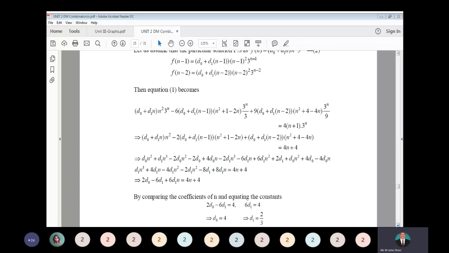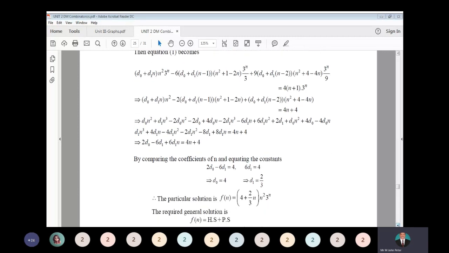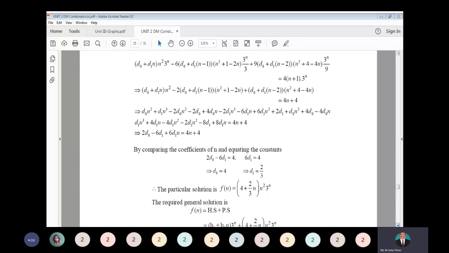So now multiply everything inside, you will get a lengthy value, that is after simplification, you will get 2d0 minus 6d1 plus 6d1 n is equal to 4n plus 4. So here constant term and coefficient of n equated, you will get 6d1 equal to 4. So d1 equal to 2 by 3. So the remaining value, 2d0 minus 6d1 equal to 4, you will get. So there replace d1 by 2 by 3, you will get d0 equal to 4.